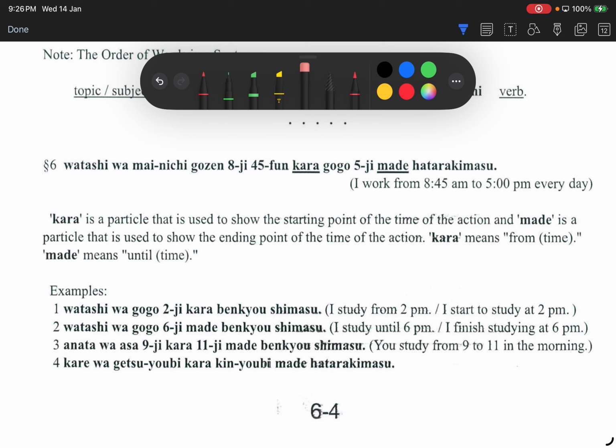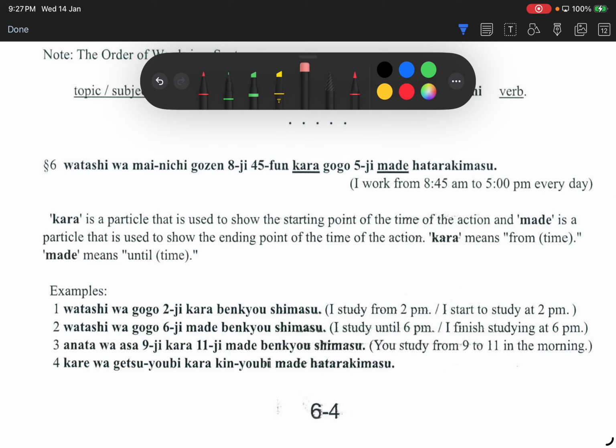So we learned this new particle called kara. But previously, have we learned kara before? Not yet. Okay, then never mind. So it's the first time learning this particle kara. Kara has multiple meanings. This is the first one. In English we say from. From what time until what time. So you can guess that kara is from.